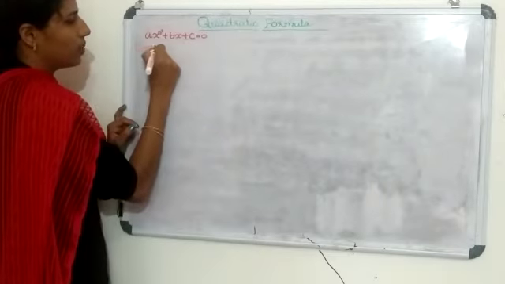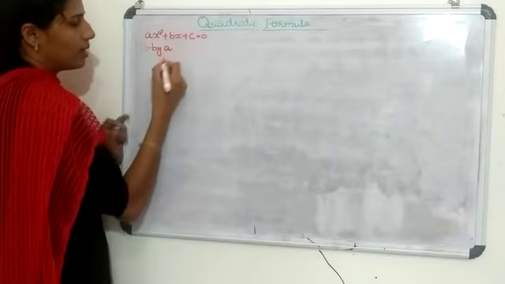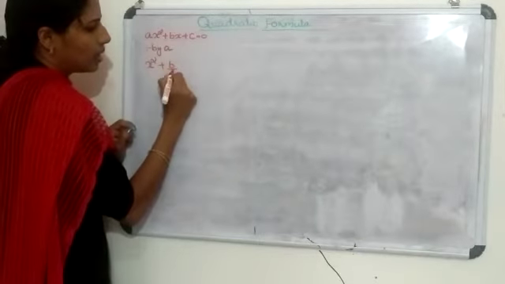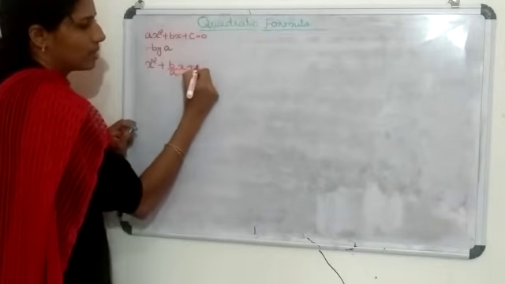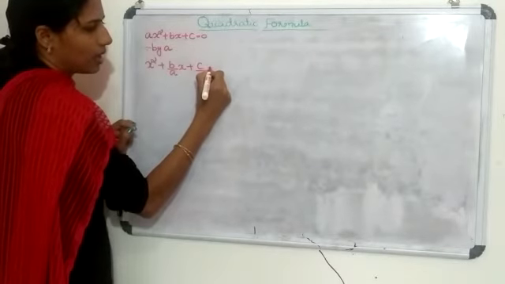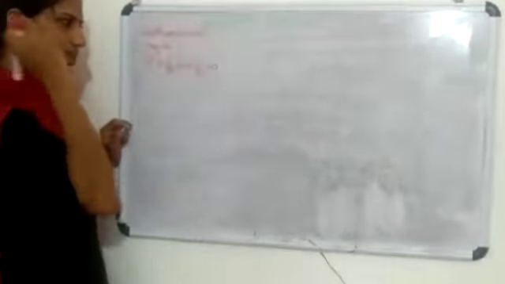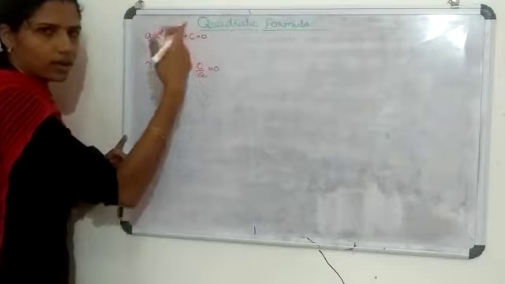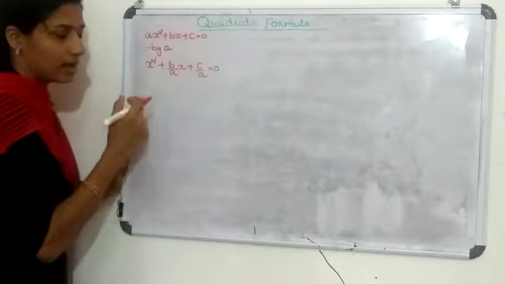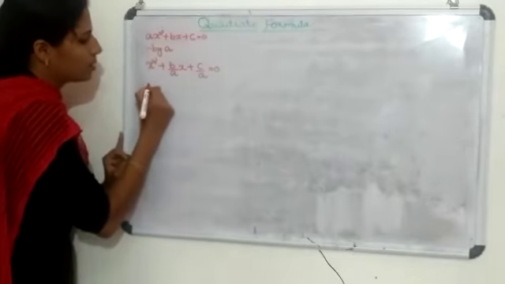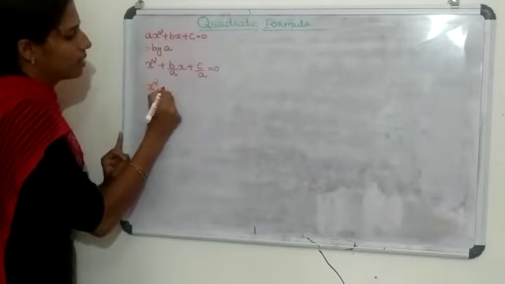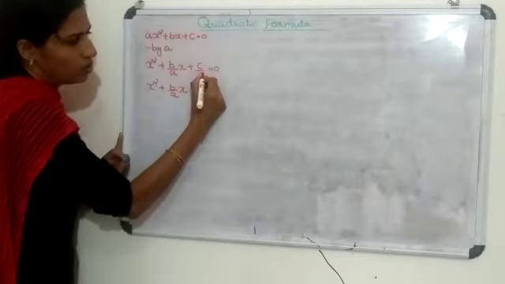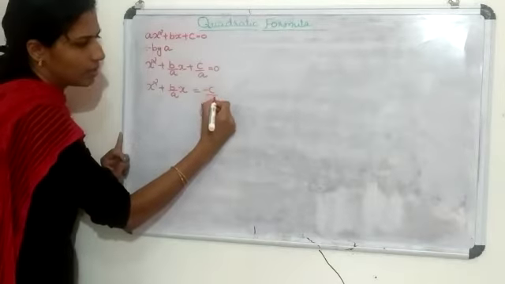Dividing by a, we will get x square plus b by a into x plus c by a equal to 0. Now group the x terms together and take the constant term to the RHS. So x square plus b by a x equal to minus c by a.